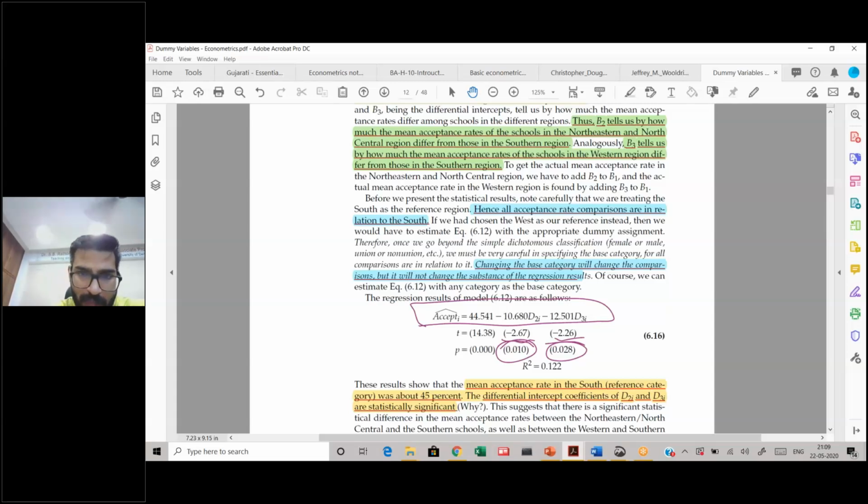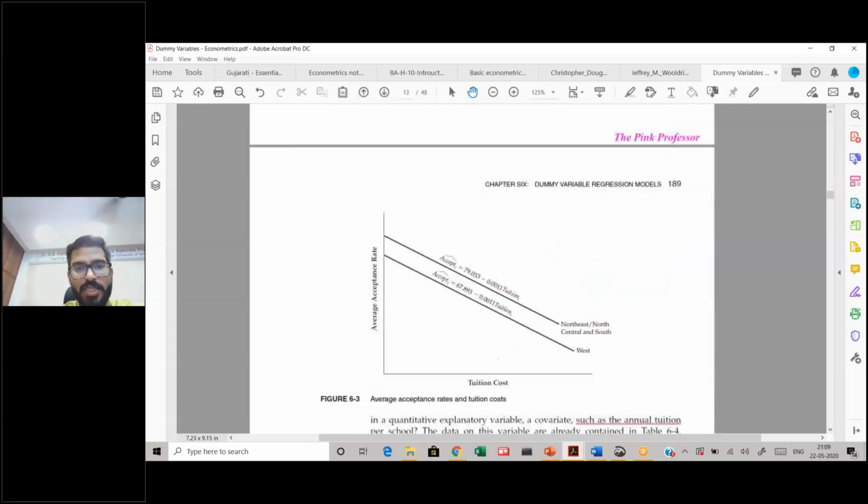What does this show? All you need to see is this regression, and you say that the average acceptance rate in southern schools is 44%. For schools in the North Central and Northeast, this will be 44 minus 10, 34. And this is the difference between South and West. For schools in the West, it will be 44 minus 12, 31%. So this is the analysis.